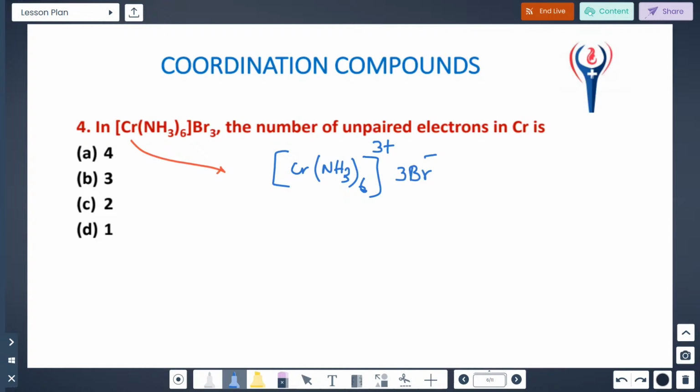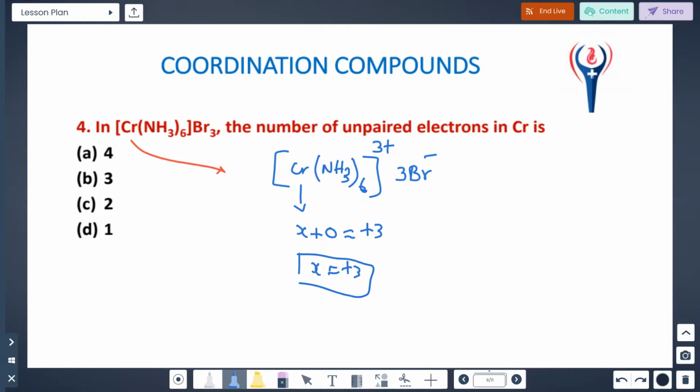If you know the counter ion charge, the complex will have the opposite charge. Understood? Now we have to find the oxidation state. For X, NH3 is a neutral ligand; amine is a neutral ligand, so I put 0. Then plus 3. Correct or not? Therefore X is equal to plus 3. Understood?